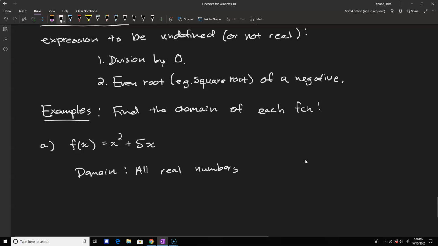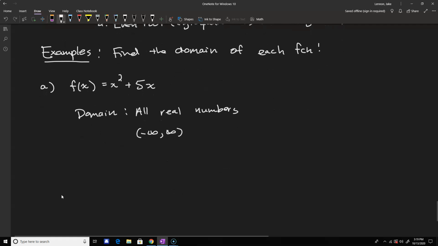Or an interval notation that would be negative infinity to infinity. So oftentimes in online homework, they're going to ask you for the interval notation to specify your answer. Okay, so let's look at a function g of x that has one of those features.